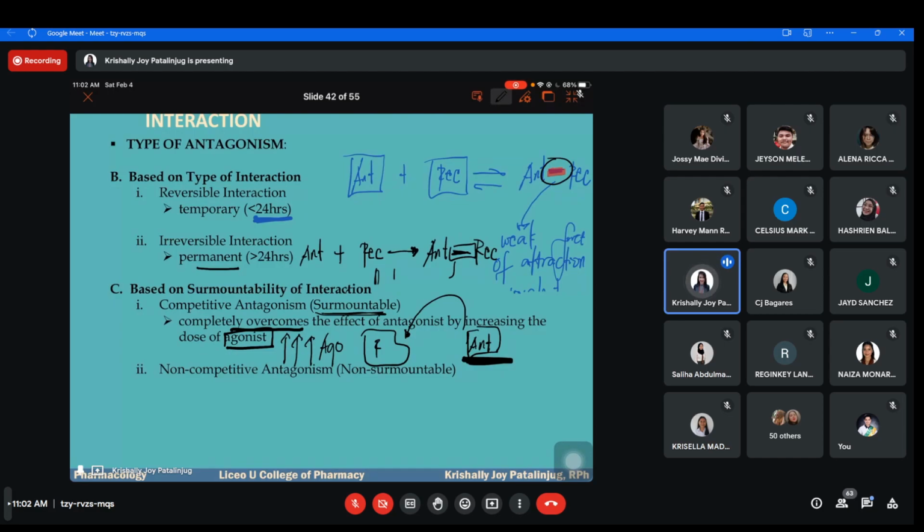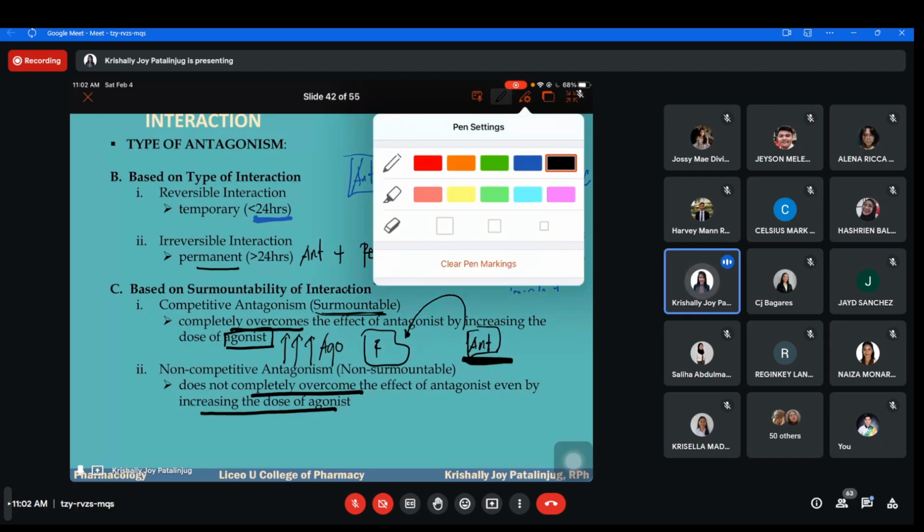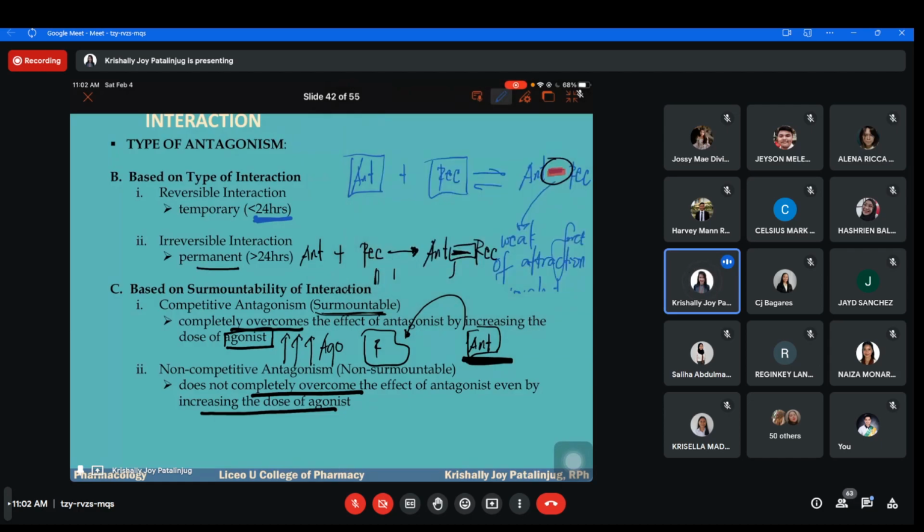But in cases na kung saan kahit anong increase pa ng dose ng agonist, talagang hindi na ma-overcome yung effect ng antagonist, then that's the time non-competitive yung antagonism. Okay? So kahit anong effort nyo pang i-increase si dose ng agonist, hindi talaga niya ma-overcome yung effect ng antagonist.